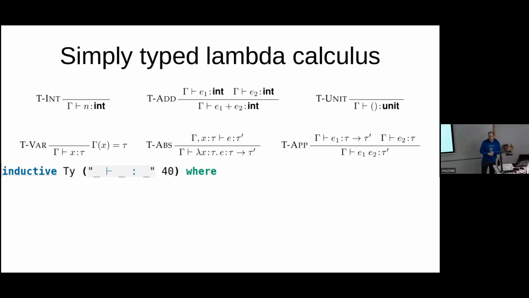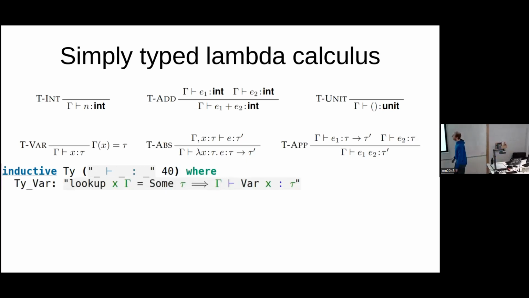Again, we can translate this one-to-one to Isabelle. You use the inductive keyword to add a new inductive definition. I call this now type, or the typing relation. And again, I added the same syntax that is used here in the paper. And then the first case, let's start with the variables. So here we look up the x in the gamma, and if this happens to be the tau, then we assign the type to the variable.